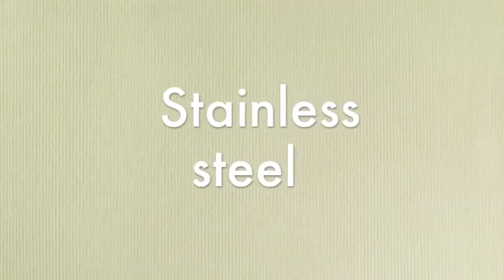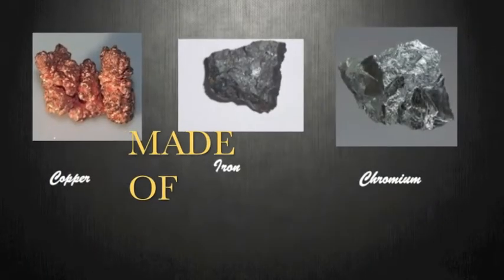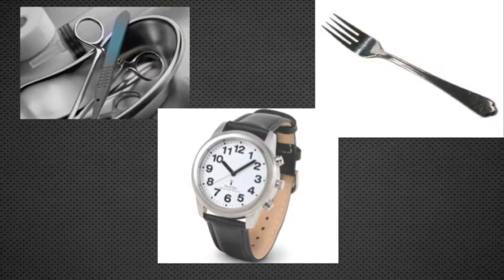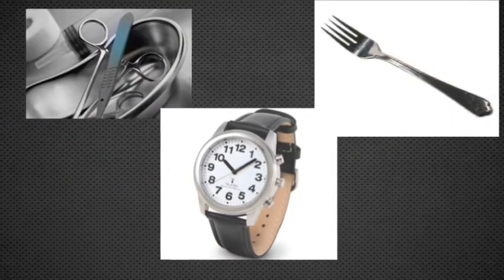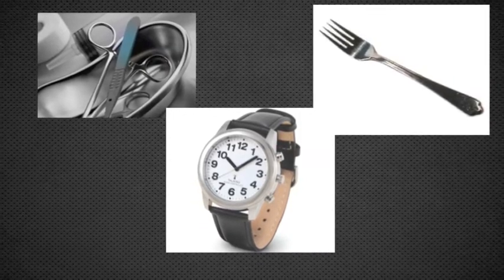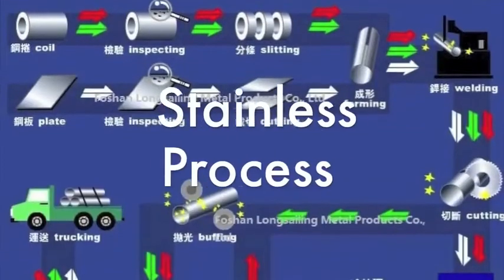Stainless steel is a composition of iron, carbon, and chromium. It is a recyclable material and it's a ferrous alloy. You can find it in surgical equipment, watches, and forks. They recycle old stainless steel to make new ones.